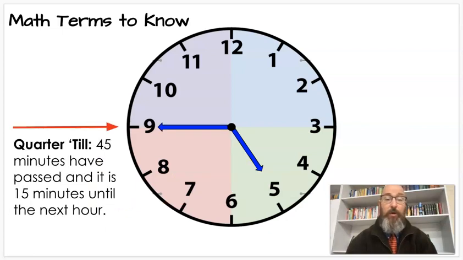Next, we have a quarter till. 45 minutes have passed, and it's 15 minutes to the next hour. Now, we had a quarter after here and half past here, and this is a quarter till because it's 1/4 or 1/4 until the next hour begins. And so that's why it's called that.